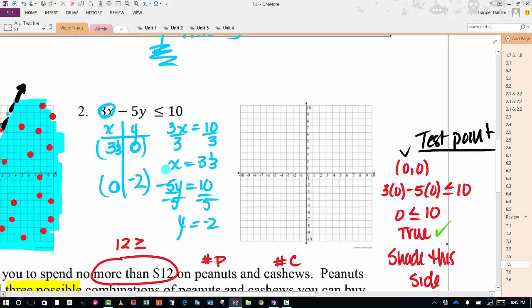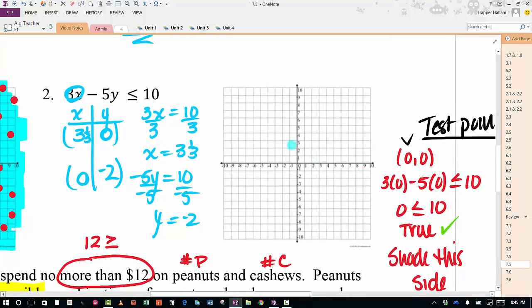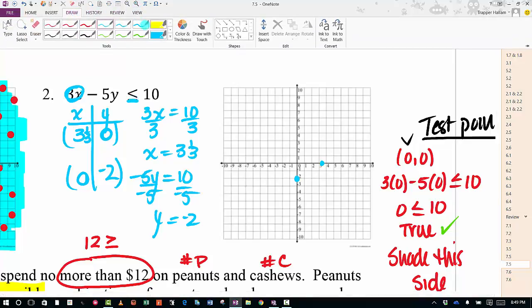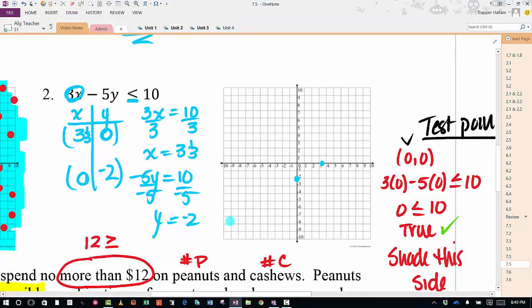Those are my intercepts. I'm going to graph my x-intercept first. I'm going to zoom in a little bit. I'm going to go to 3 1/3, so 3 and a little bit more, put a point. And then I'm going to go down to negative 2 and 0 and put a point. So there's my line. I'm going to check my inequality sign here. It's got an equal sign underneath, so I do have a nice solid bar. So I'm going to go ahead and grab this and try to shoot a line through there.